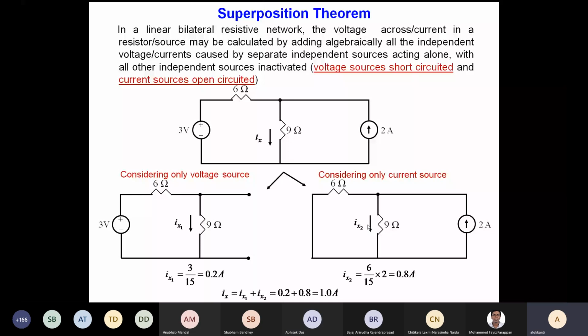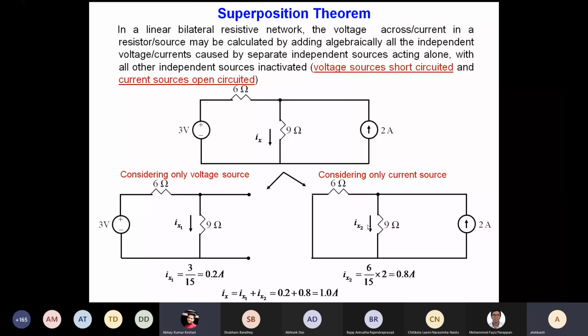Clear? Superposition theorem? Very nice theorem. I am trying to explain through a very simple example, but in the books you will get a lot of challenging examples that you should try and solve correctly. I will give the references at the end. So that is the superposition theorem. Very elegant theorem which you can apply. And you can also verify your results with mesh analysis and node analysis. Do the same circuit by different techniques and verify the results.